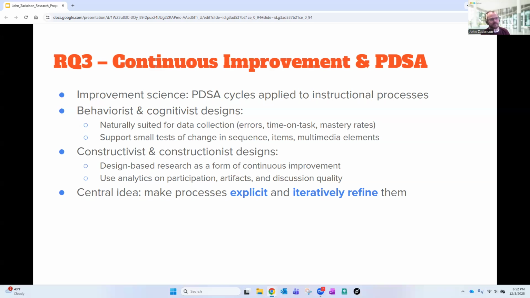So across these theories, the key message is that when we make process designs explicit and visible, we can deliberately test, adapt, and improve them over time. And that's really the whole point of this little study. We've got to think of these as processes so that we can improve them.